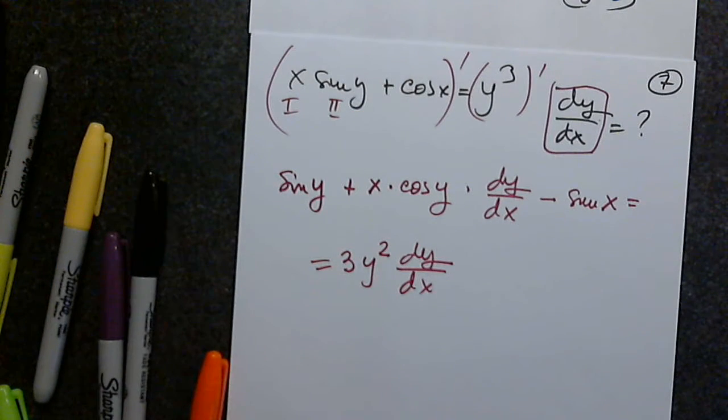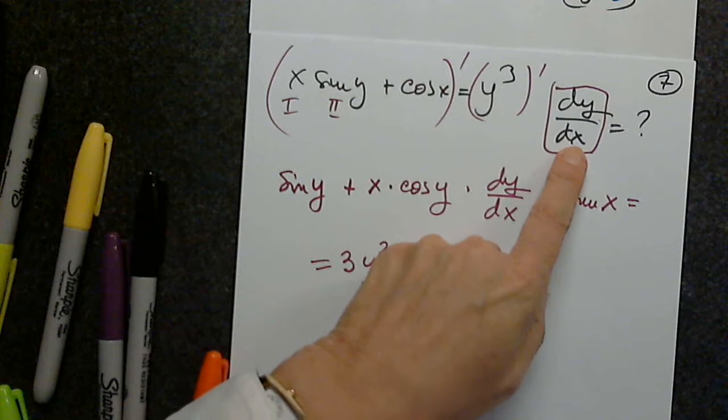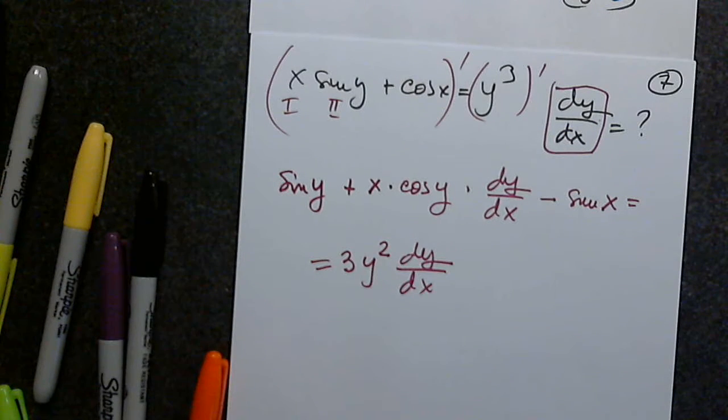We can't solve this equation for y. No one can. So we are asked to find dy over dx, meaning implicitly, there is no other way. Because we are asked to find dy over dx, the first reminder to myself is, don't forget, y is a function of x.